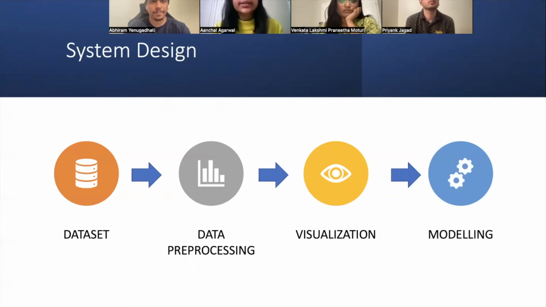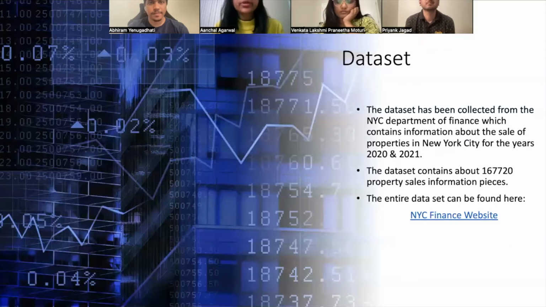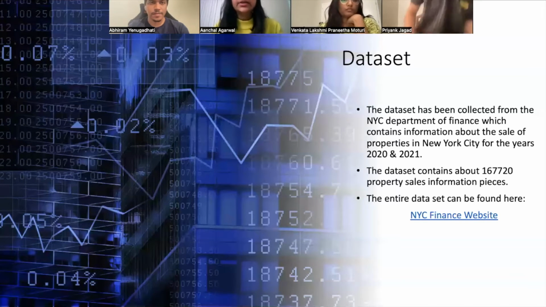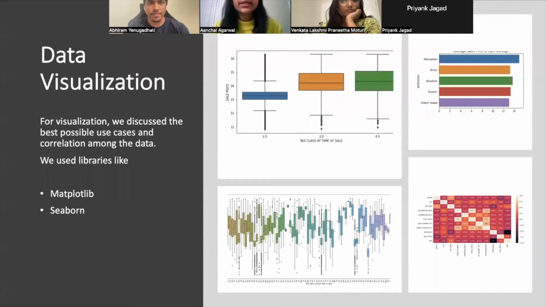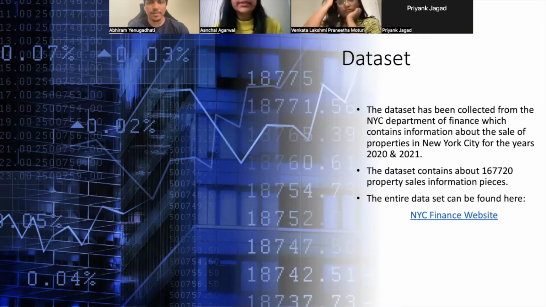Regarding the data set, it has been collected from the NYC Department of Finance, which contains information about the sales of properties in New York City for the years 2020 and 21. It contains about 167720 property sales information pieces, and there are 21 features in total. In this project, we will not study the effect of time on sale price. After the entire data cleaning process, the clean data contains 167783 rows and 19 columns. Our target variable is the sale price.